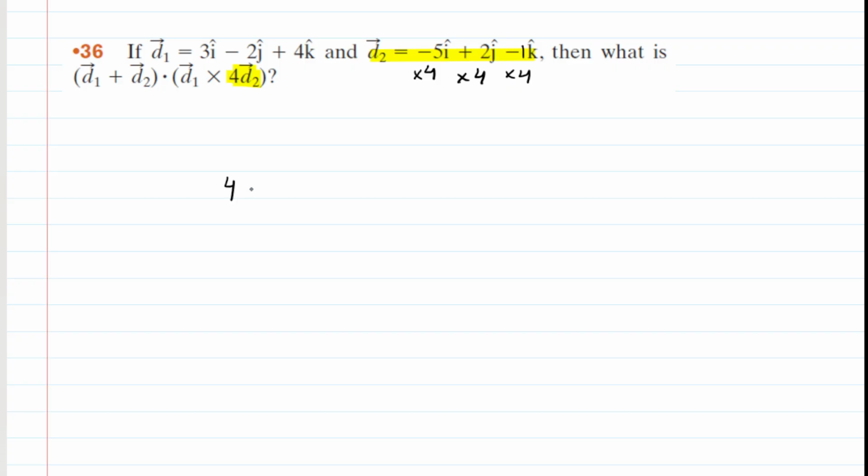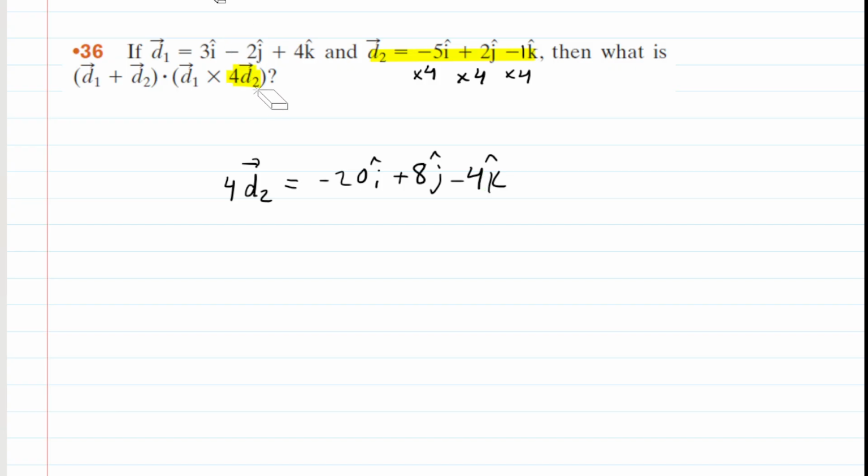That would give us 4d2 is equal, and again, we just multiply everybody by 4. We're going to get -20 i hat, and then we're going to add 8 j hat, and then -4 k hat. Now those are just the x, y, and z components of the vector. So the x component would be -20, the y component would be +8, and the z component would be -4. Those are the 3 components of this new vector that we just created, 4 times d2.